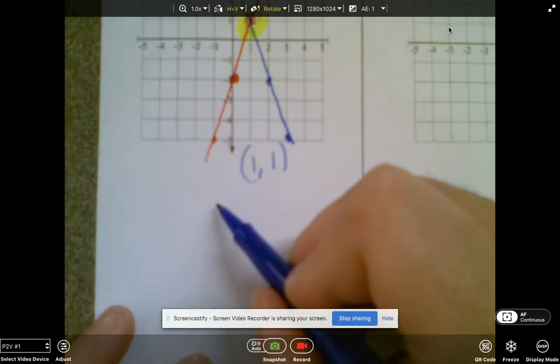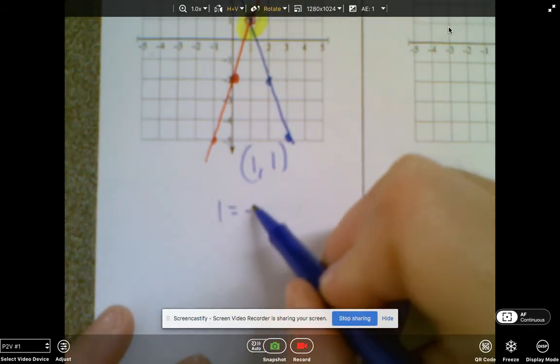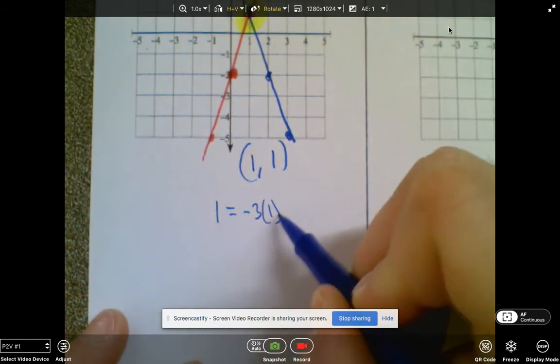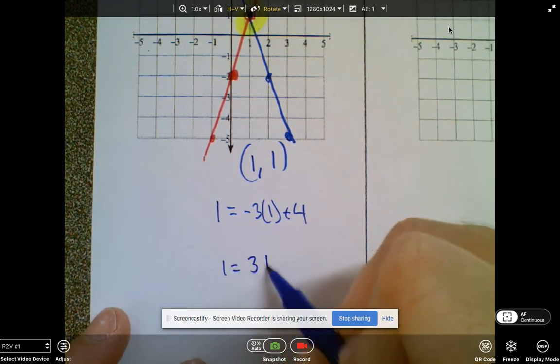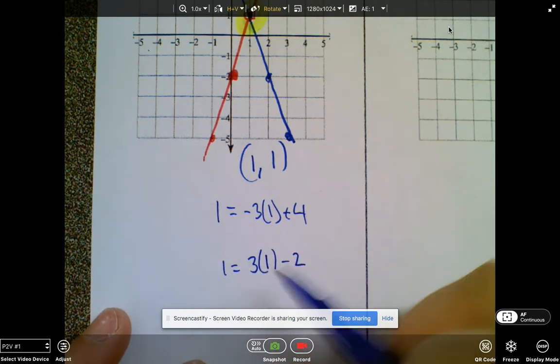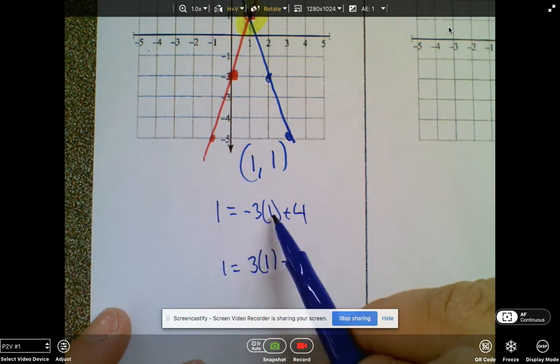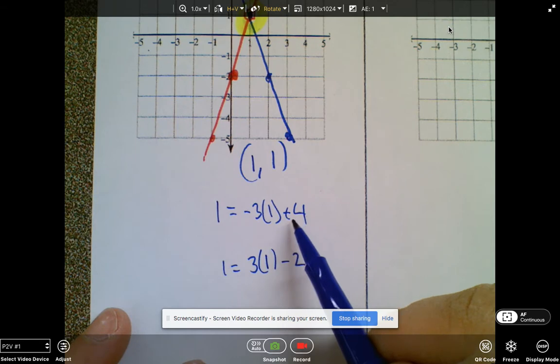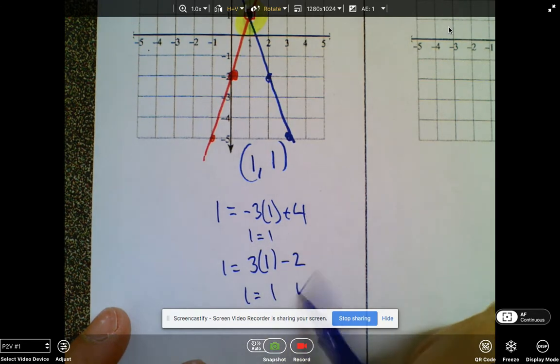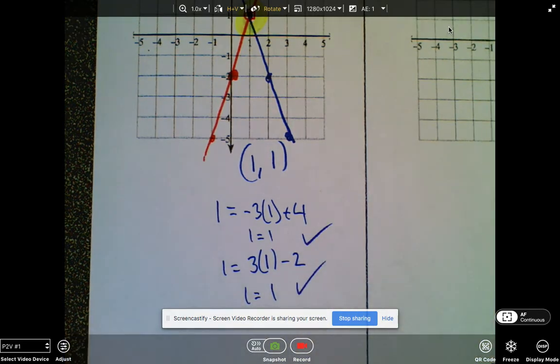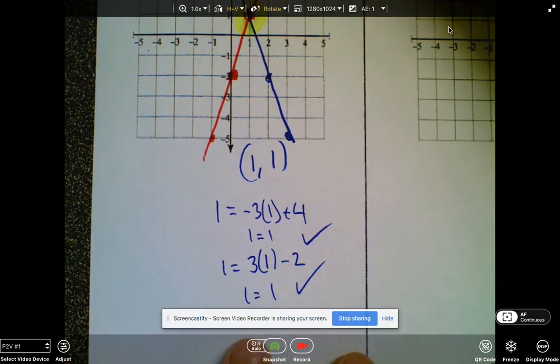So if I plugged it in, it'd be 1 equals -3 times 1 plus 4, and 1 equals 3 times 1 minus 2. -3 times 1 is -3 plus 4 is 1, so 1 equals 1. That's 3 minus 2, which is 1, so 1 equals 1. So it's a solution for both equations. And in tomorrow's lesson, we'll learn how to solve that with substitution.